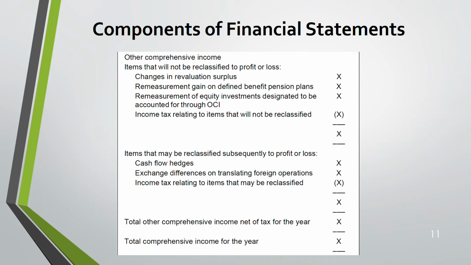Then we have items that will be reclassified. Only two things are there: cash flow hedge and exchange differences. Again, for income tax, here also we have income tax that will not be reclassified and that will be reclassified. After that, total comprehensive income.